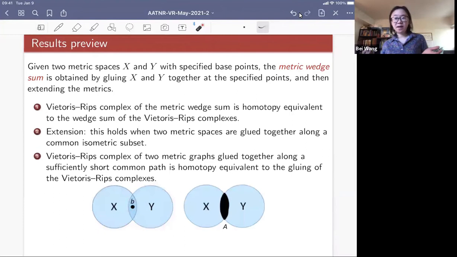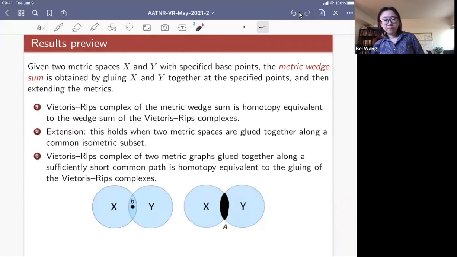So that's nice. Now the next extension of this is, instead of gluing along a single base point, I'm going to glue along a common subset between those two spaces, where this is an isometric subset, and that's called A. So if I expand from gluing along a point, I can expand it to gluing along a specific type of set. This kind of homotopy equivalence also holds, meaning that you get the profile from space X, the profile of space Y, and you combine these profiles in a certain way to become the profile of the entire space.